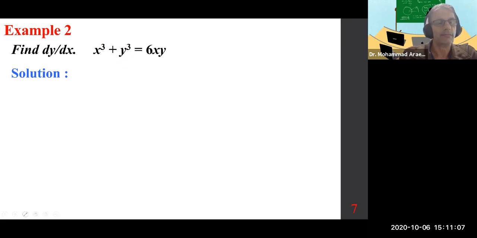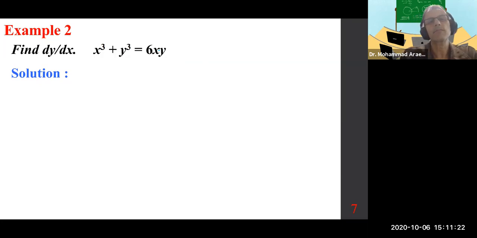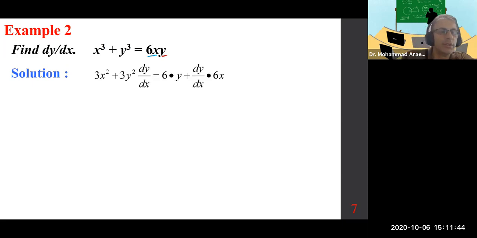Now the right side, let me put a raised dot. Think about this as a product rule, the product of 6x and y. So the derivative of 6x is simply 6 times y, and the derivative of y is y prime times 6x. I want to make sure we understand what happens. It's pretty straightforward. From here on it is basic algebra.